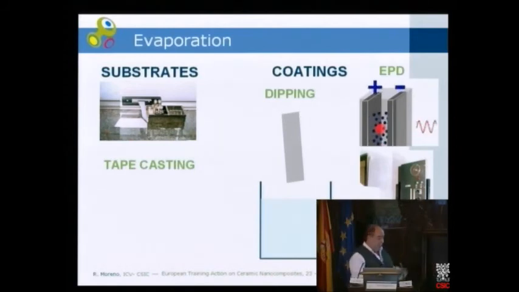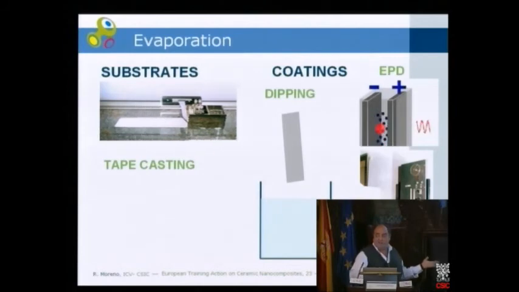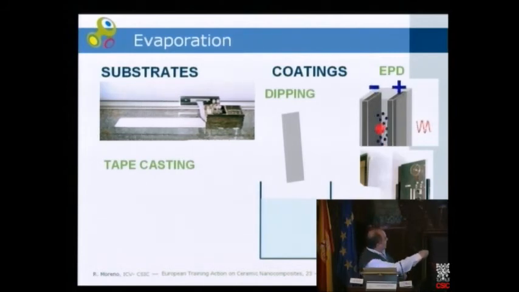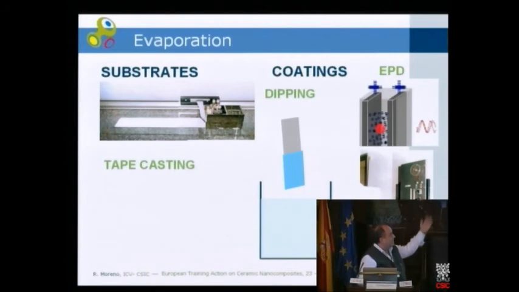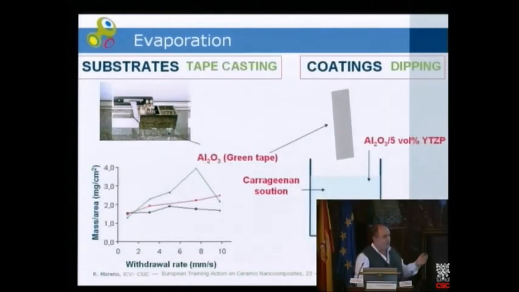Similar processes are used with concentrated suspensions. If we add polymers to improve adhesion and flexibility, we have the tape casting process, which is just used for obtaining substrates of 50 to 500 microns thickness, or we can obtain dipping coatings by dipping into a suspension, and the thickness is controlled by the withdrawal rate. In this case, we get microns of thickness. We can improve the thickness by electrophoretic deposition.